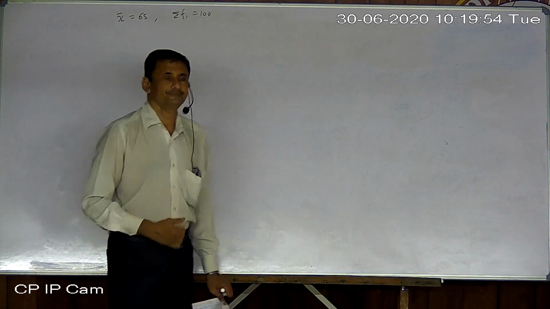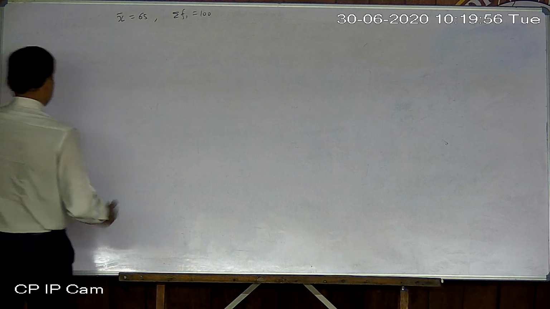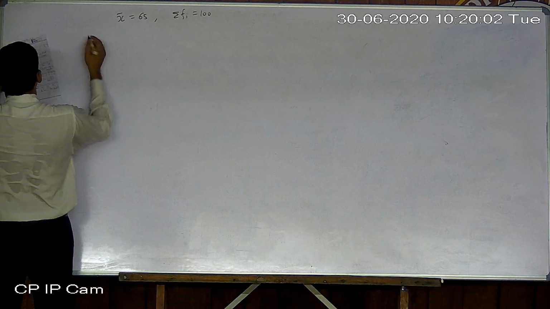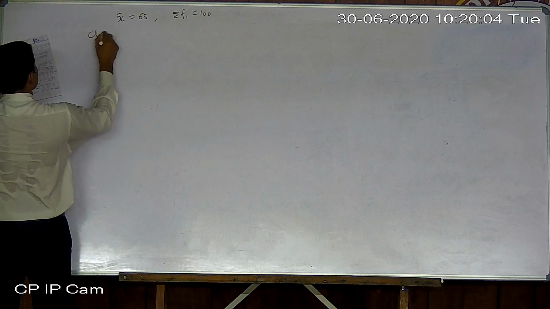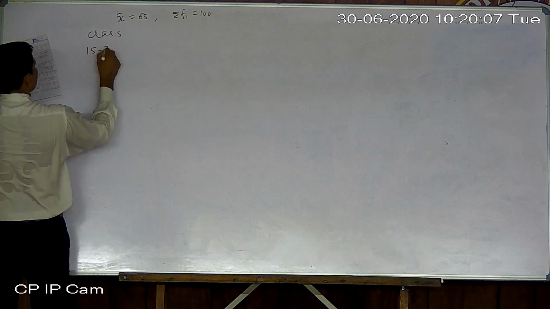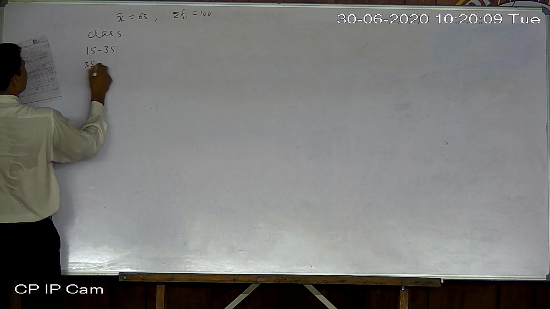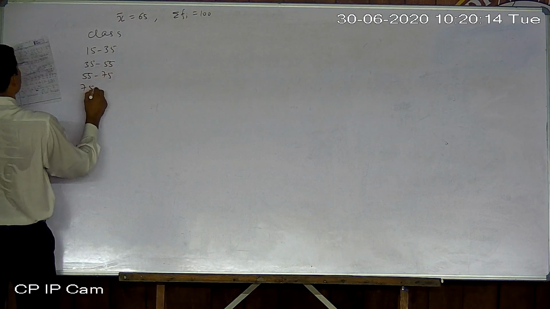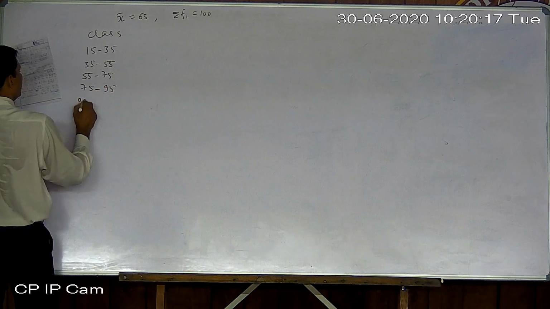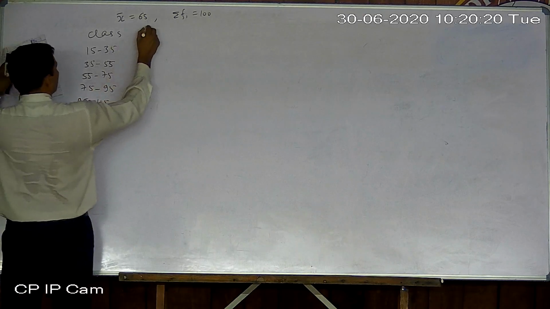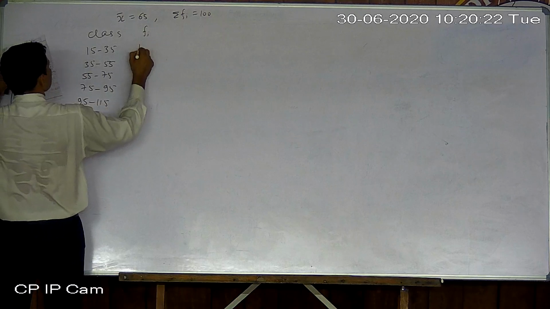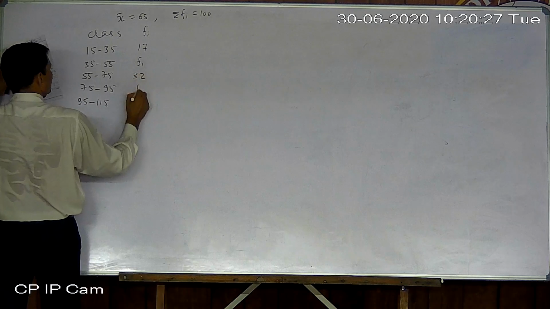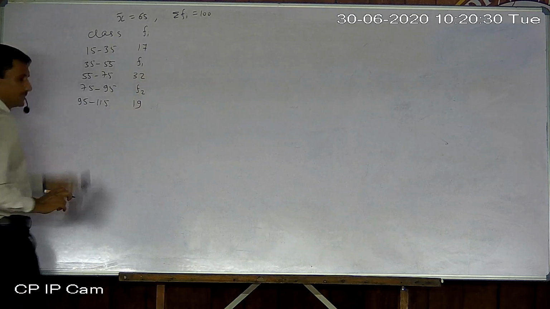Now, the data is given like this. I am writing it directly in vertical way. The classes are 15 to 35, 35 to 55, 55 to 75, 75 to 95, and 95 to 115. Now the frequencies are 17, F1, 32, F2, and 19.